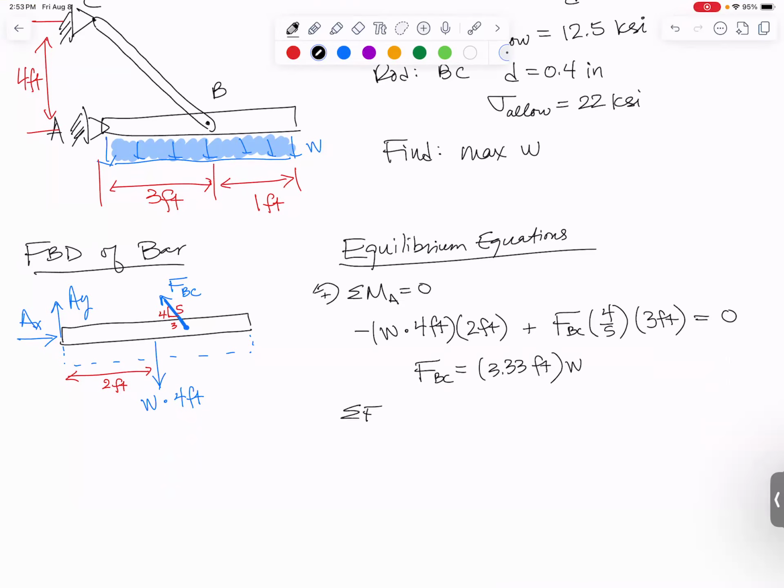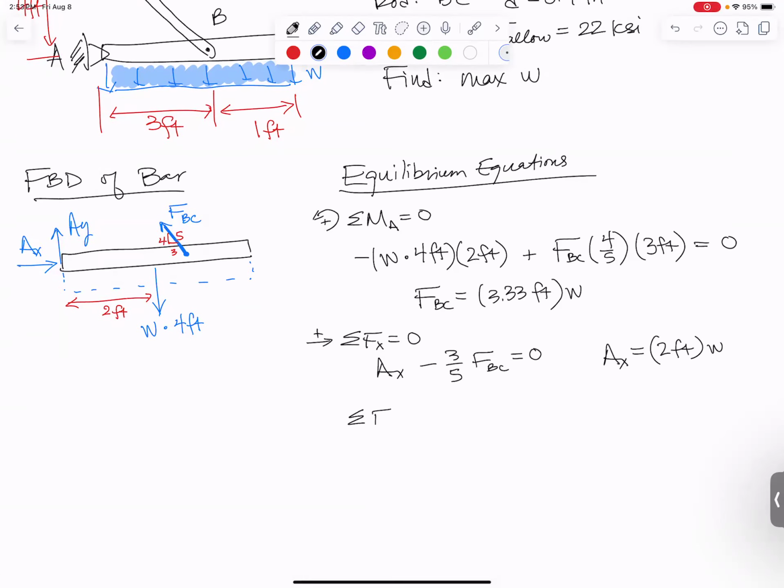So if I sum forces in the X direction, I will have AX to the right minus 3/5 of FBC equals 0. Let's substitute in what FBC is equal to, and we get that AX is 2 feet times W. And finally, let's sum forces in the Y direction. I have AY straight up. Downward, I have 4 feet times W, or W times 4 feet. And then I've also got plus 4/5 of FBC. That all has to sum to 0, and I get AY is 1.33 feet times W.